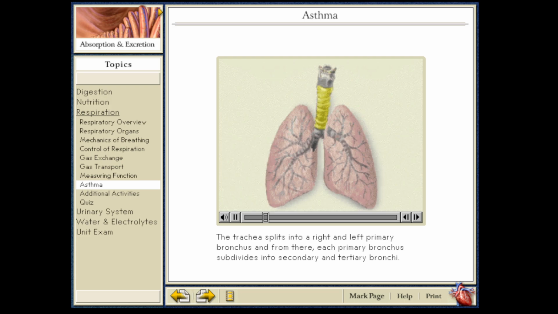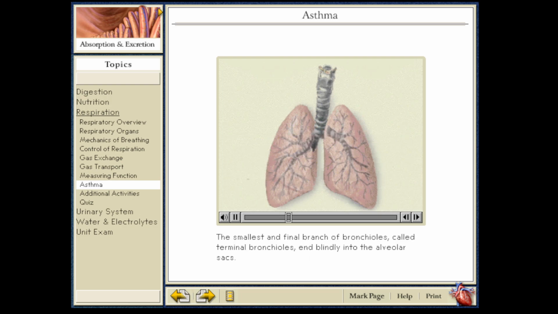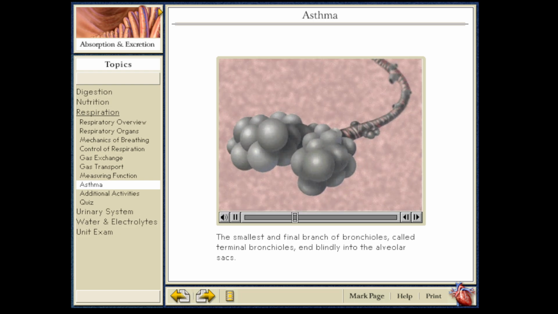The trachea splits into a right and left primary bronchus, and from there, each primary bronchus subdivides into secondary and tertiary bronchi. Tertiary bronchi continue to branch into smaller tubes called bronchioles. Unlike the larger tubes, bronchioles do not contain cartilage and must rely on smooth muscle in their walls to keep these airways open. The smallest and final branch of bronchioles, called terminal bronchioles, end blindly into the alveolar sacs.